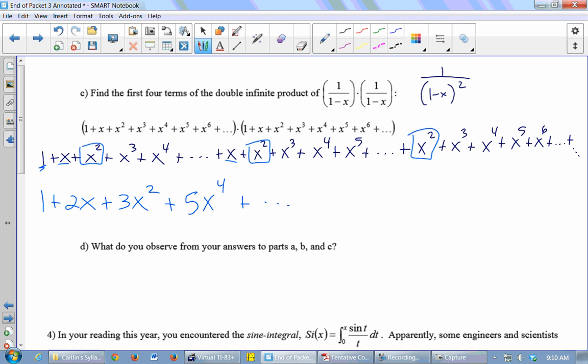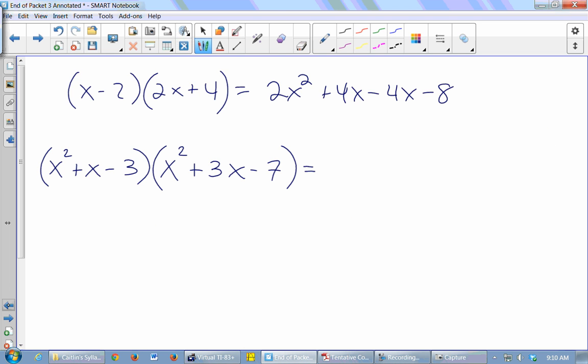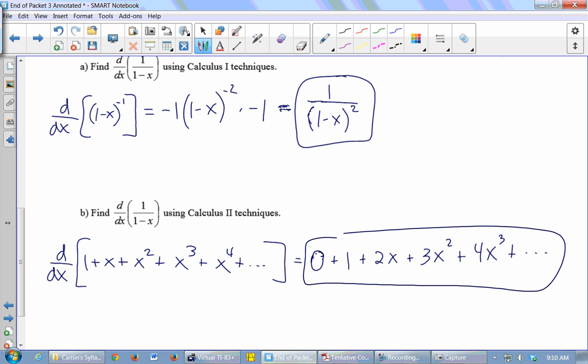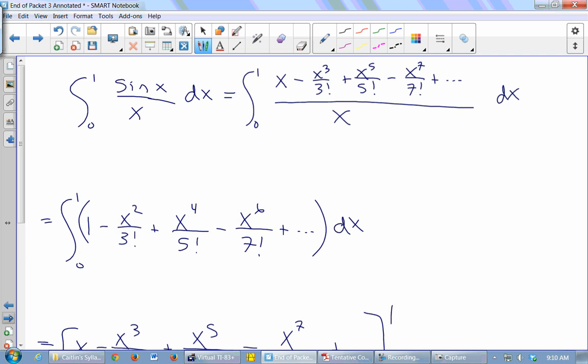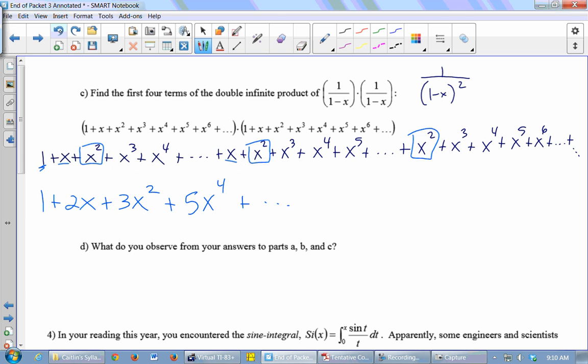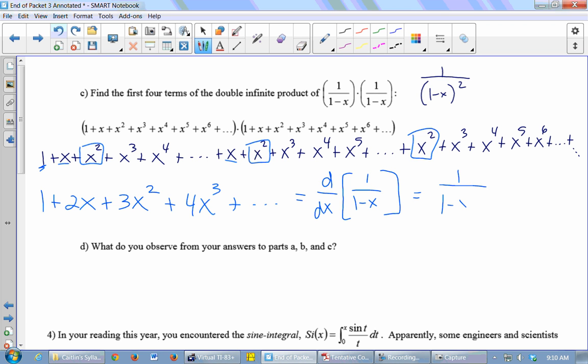And that is the series that we came up with for the derivative of 1 over 1 minus x. And we just proved that that is... Oh, I messed up. Sorry, I skipped the x cubed terms. I'm going to have 1, 2, 3, 4 of them. That is the series we came up with for the derivative of 1 over 1 minus x, which we know from Calc 1 is 1 over 1 minus x squared.